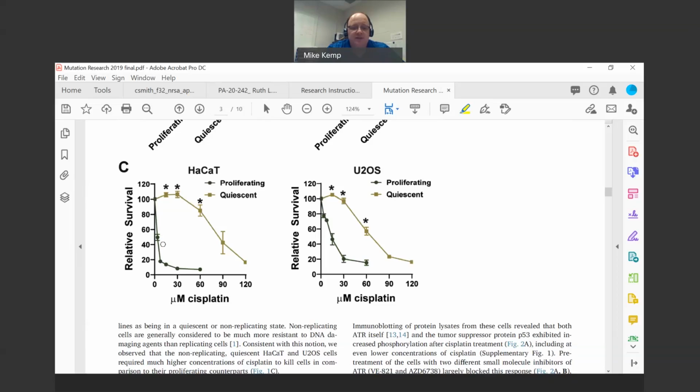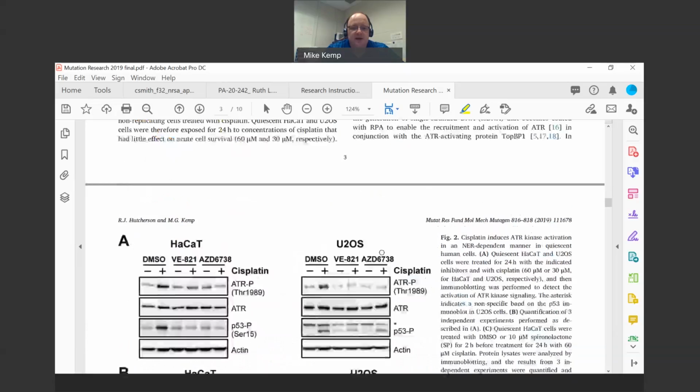And then they become very sensitive to DNA damage, since they're no longer able to replicate their DNA. So if we look at the Hackett cells, for example, this curve shows the cells in the proliferating state, again, very, very sensitive to cisplatin. The cells in the quiescent state are much more resistant. And we see very similar results in the U2S cells. Again, the quiescent cells are much more resistant to cisplatin.